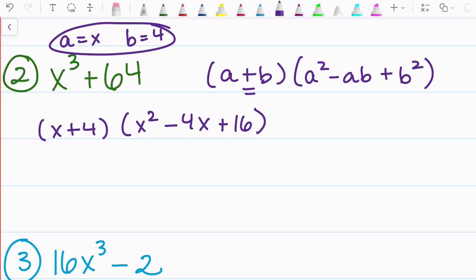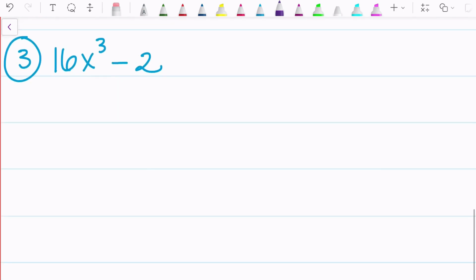All right, number 3 is a little bit harder. Number 3 is hiding behind a GCF. So always when you factor, you look for a GCF first. And so my GCF is 2. They're both divisible by 2. So now I have 8x to the third power minus 1. And I need to know, is 8 a perfect cube? Yep, 2 times 2 times 2 is 8. I said perfect square, I meant perfect cube. 8 is a perfect cube because 2 times 2 times 2 is 8. And x is a perfect cube because x times x times x is x cubed. And then 1 is a perfect cube because 1 times 1 times 1 is 1.